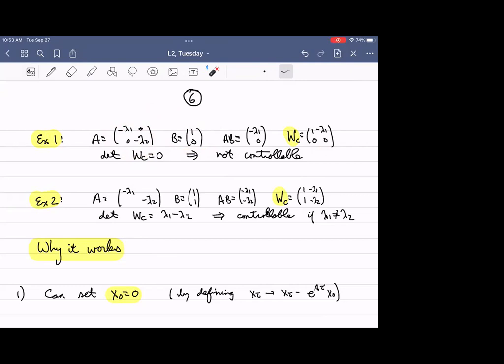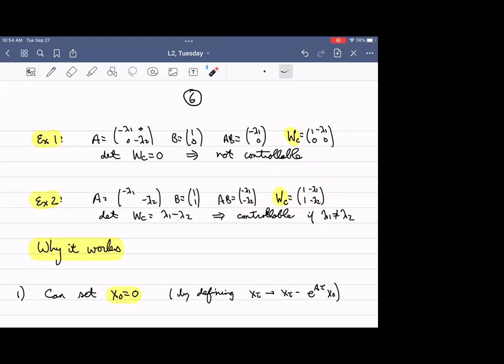Now we do example, should be 2 and 3, I guess. A is -(1, -2), B was (1, 1), so identical. So now AB is going to be -(1, -2), and so we form this matrix here, and the determinant is (1, -2), and so it's controllable unless the two lambdas are equal. So the two lambdas being equal was example 2, and the ones that are not equal are example 3.